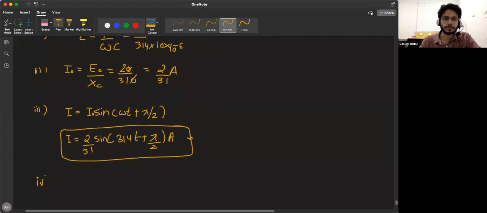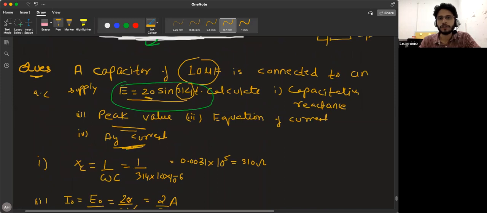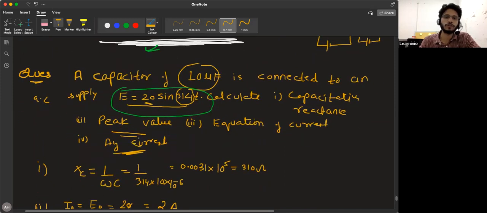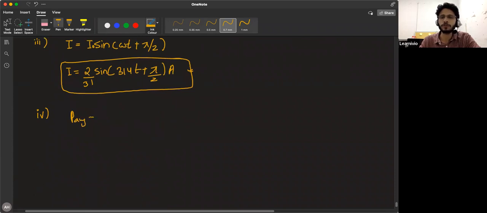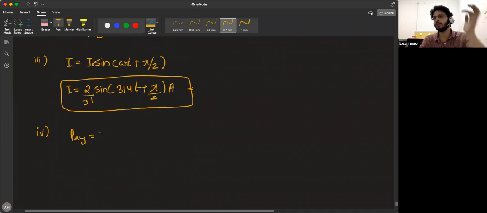Fourth part. You need average, not current. You were supposed to calculate average power. Anshika, how much is the average power dissipated for this circuit having capacitor only? Sir, I don't remember the formula right now. Just go back to your notes and tell me. Just go back to the circuit having capacitor only and check what is the expression for the average power.